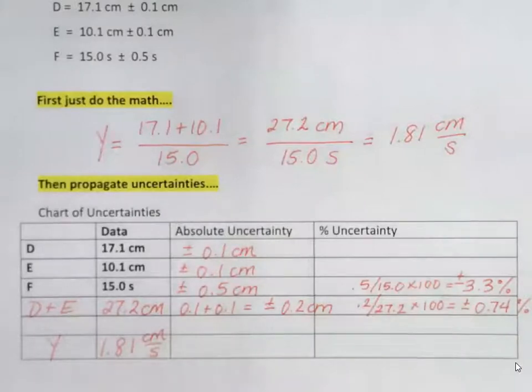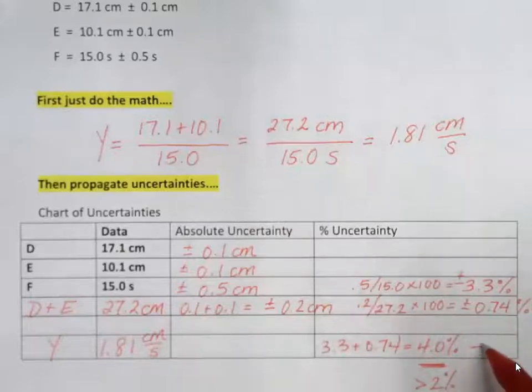So you'll see that I've calculated the percent uncertainty in f and the percent uncertainty in d plus e. That's my numerator and my denominator. And so when I divide, I'm going to add the 3.3 and the 0.74. And I'm going to get 4.0%, which is greater than 2%. So I'm going to round that to plus or minus 4% uncertainty.